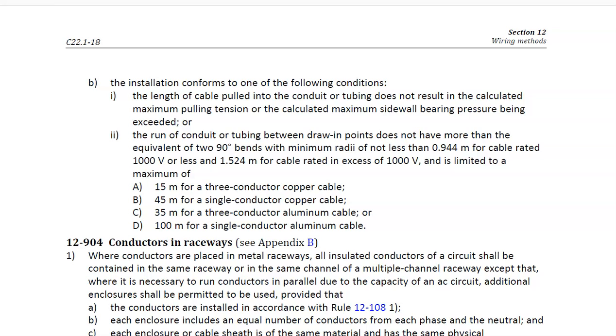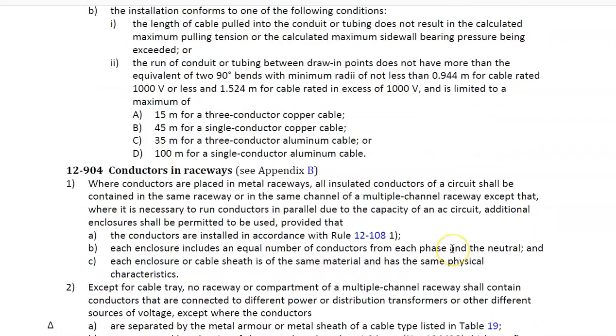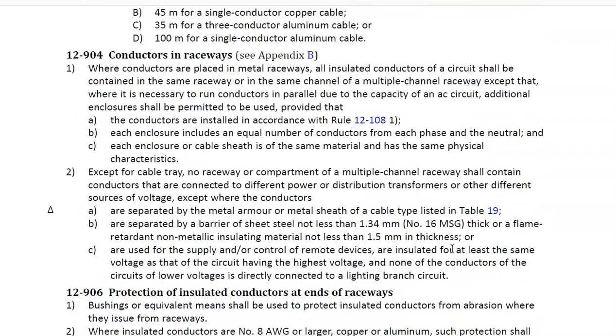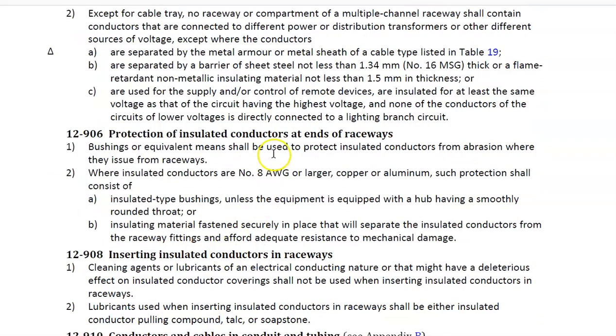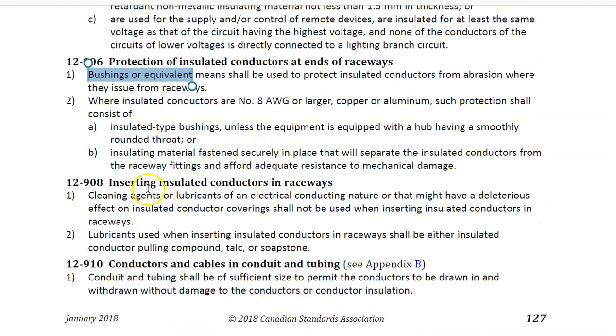Conductors inside of a raceway starts inside of 12-904, so this is just going to talk about how I'm going to place them in. We do need to make sure that there's going to be room inside of each one, etc. We have to talk about how we protect them, where they come out, placing bushings or other things on there. We talk about inserting them in there, and how we make sure that we're not going to burn the insulation in our pull. Everybody's seen that before, damaged insulation from a pull.